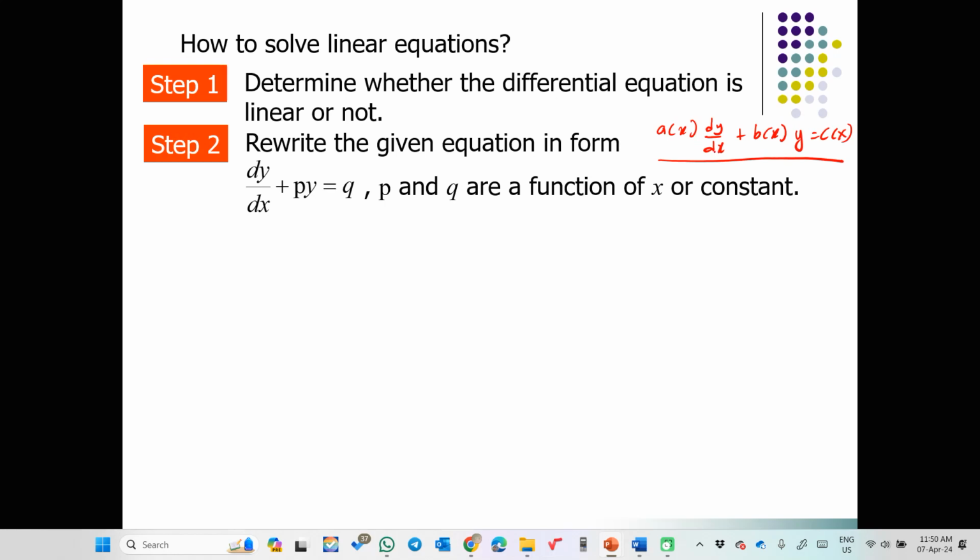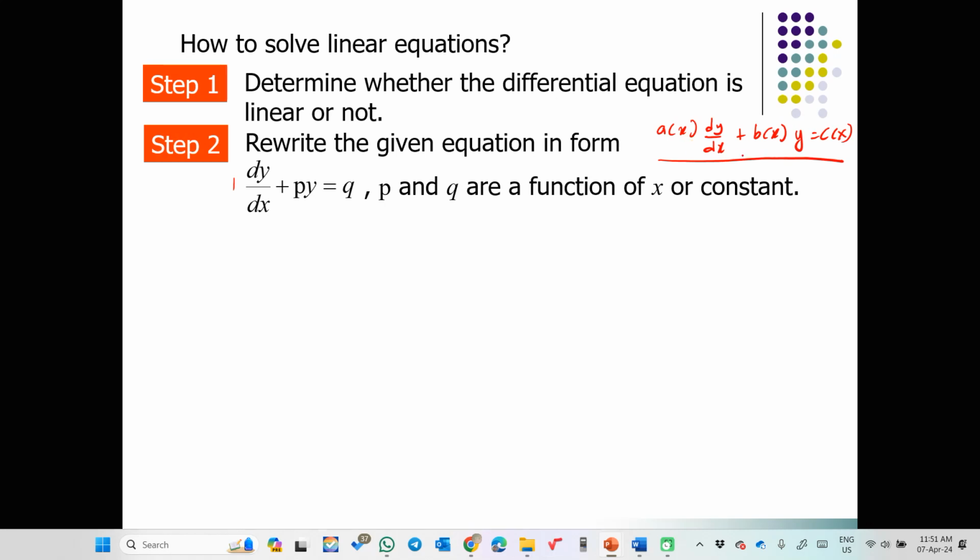What is the difference between the equation that we must rewrite? It can be rewritten as dy/dx. The difference is the coefficient for the term dy/dx. Look at my cursor. In this equation, we want the coefficient for dy/dx to be 1, but from the definition of linear, we have the equation as a(x).